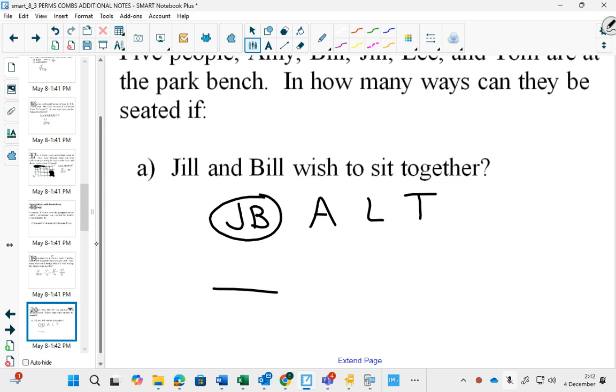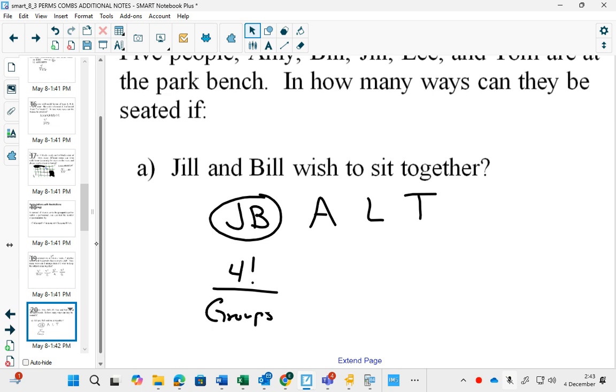Number one mistake here is people say 2 groups. Do Amy, Lee, and Tom have to stay together? Or could Jill and Bill be in the middle of them? Jill and Bill could be in the middle of them. You just have to keep Jill and Bill together. The rest don't matter. So when we go to our groups here, we would say there are 4 groups.